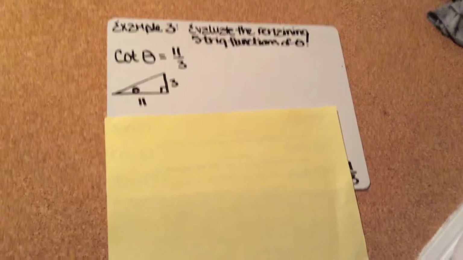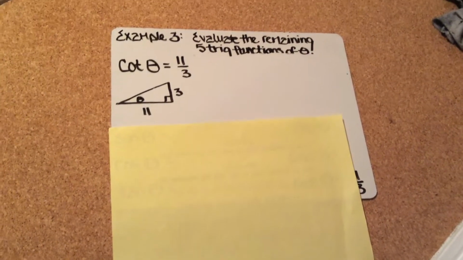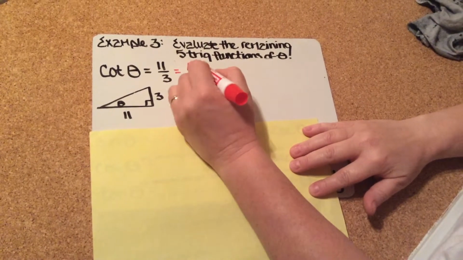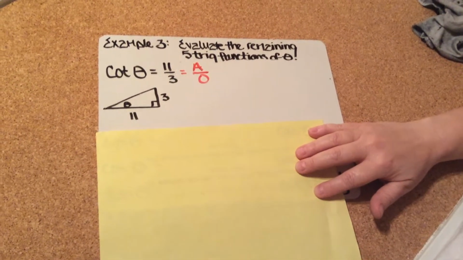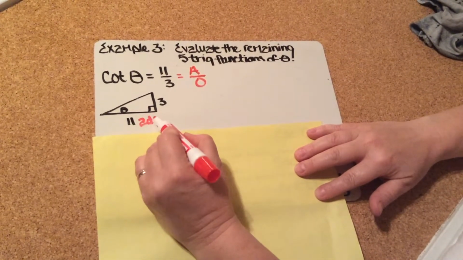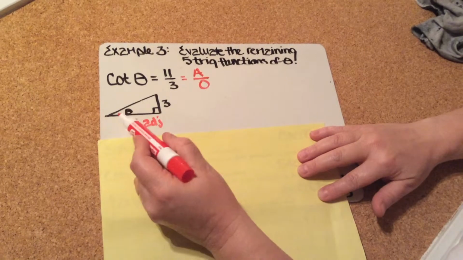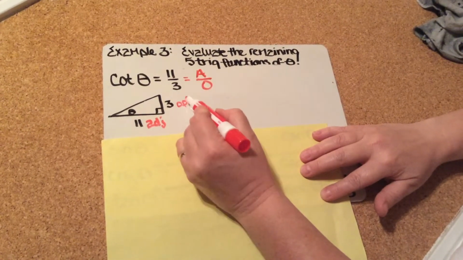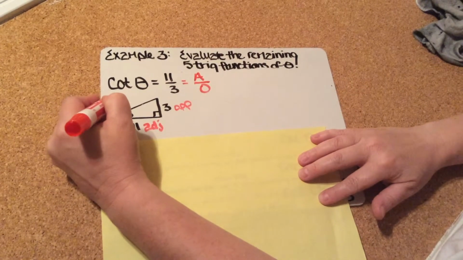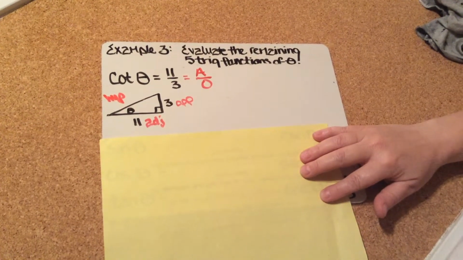Cotangent is the reciprocal of tangent. Tangent is TOA, or opposite over adjacent. So the reciprocal is going to be adjacent over opposite. That's how I knew to label this side down here 11. This is my adjacent side. And then 3 is my opposite side. It's opposite of theta. As you can see, I'm missing my hypotenuse, so we're going to have a little work to do to go find it.